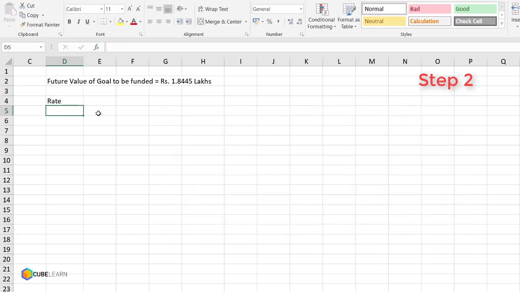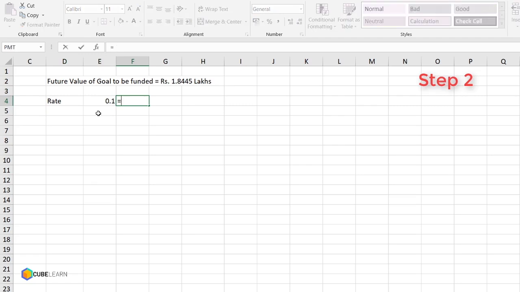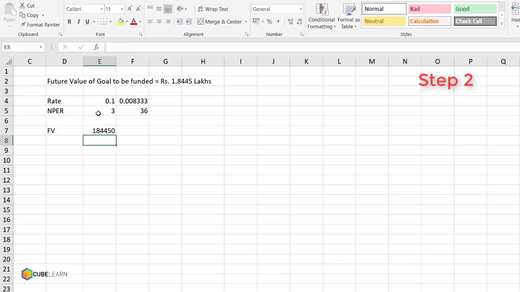Having understood this function, let's try and enter all the variables. Rate. The expected rate is 10%. Because we are talking about monthly savings, we will divide the rate by 12. NPER, or the period for the savings, is 3 years. Again, we are talking about savings at a monthly interval and we will multiply this by 12. Future value is 1,84,450, which needs to be funded through these monthly savings.